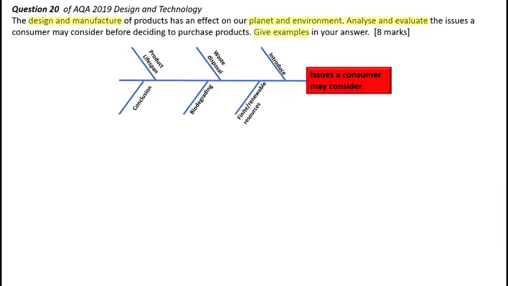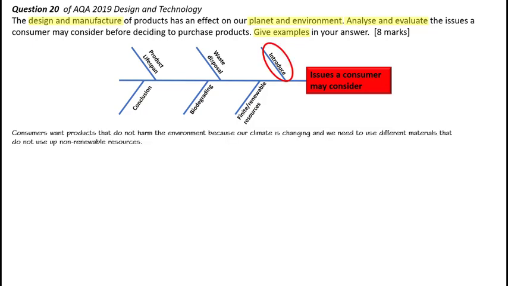And as I say, I'm not going through the mark scheme here. I'm giving you some examples that you might use, and this is the fishbone technique. That's a really good way of mapping it out. Now, of course, if you forget something and you've got this somewhere on your page, the examiner may well look at it and go, actually, that person knows what they're talking about. So we're going to start with an introduction. Consumers want products that do not harm the environment because our climate is changing. We need to use different materials that do not use up non-renewable resources. So the examiner knows you know broadly what you're talking about, even without being specific at the moment.